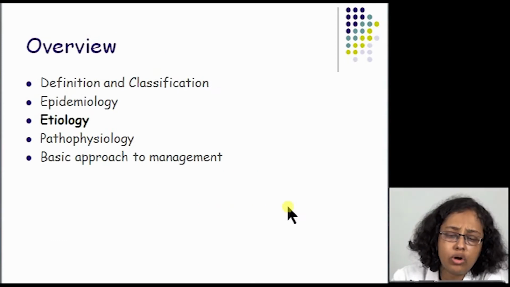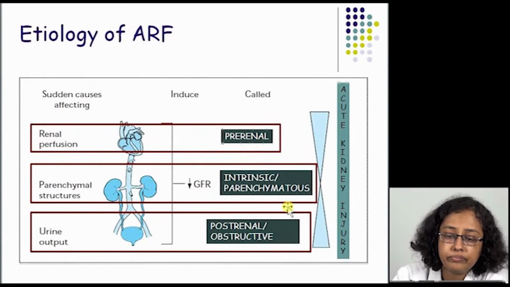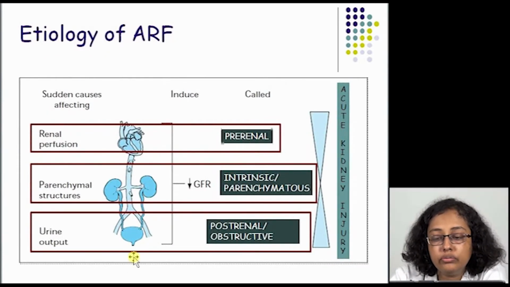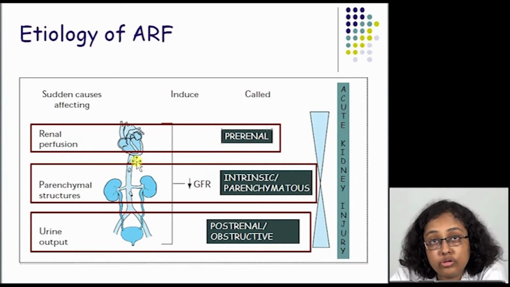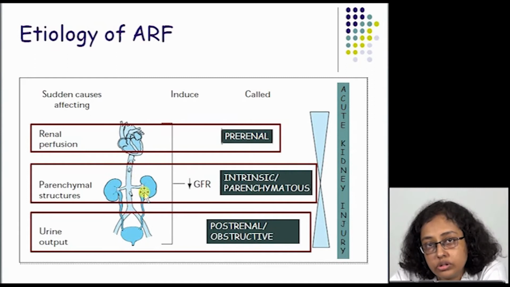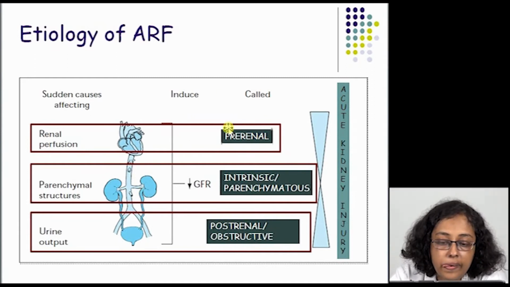So, let's look at the etiology, how causes of acute renal failure are classified. Broadly, when we define a cause of acute renal failure, we define it according to the location of the insult. There could be a cause which is decreasing the renal perfusion, so the actual blood supply to the kidneys is not adequate due to a variety of causes, which is one of the most common causes of acute renal failure, and this is defined as pre-renal acute renal failure.